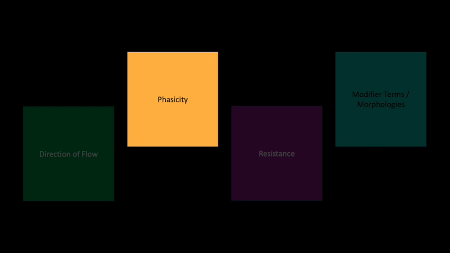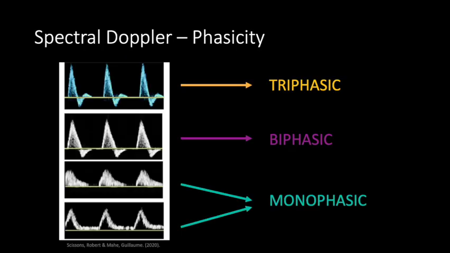Let's move on to phasicity, which describes the number of phases a waveform has, defined as the number of times the waveform crosses the zero axis. Here are some of the examples of spectral Doppler displays with various phasicities.